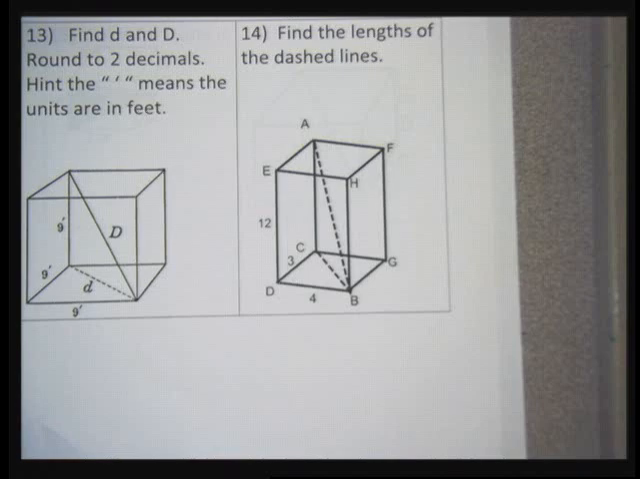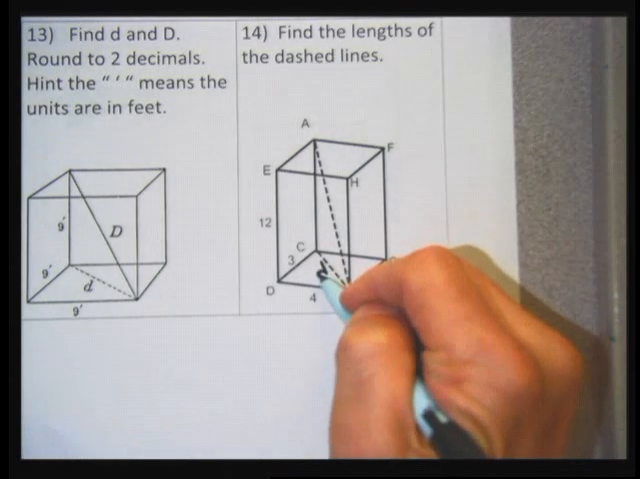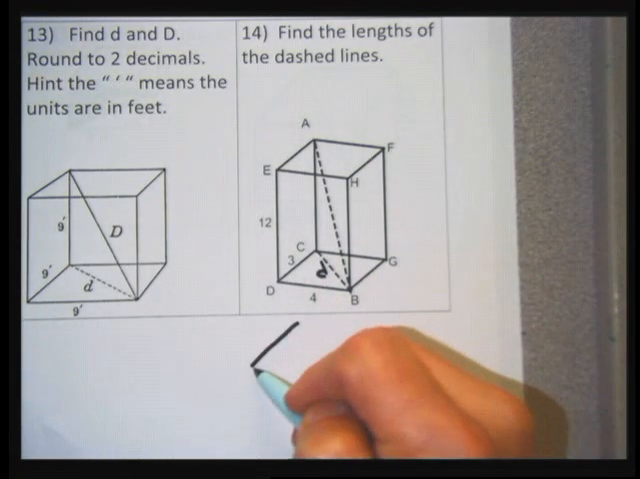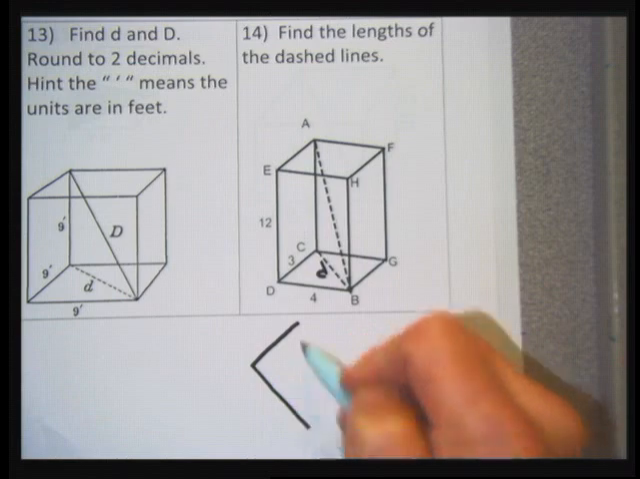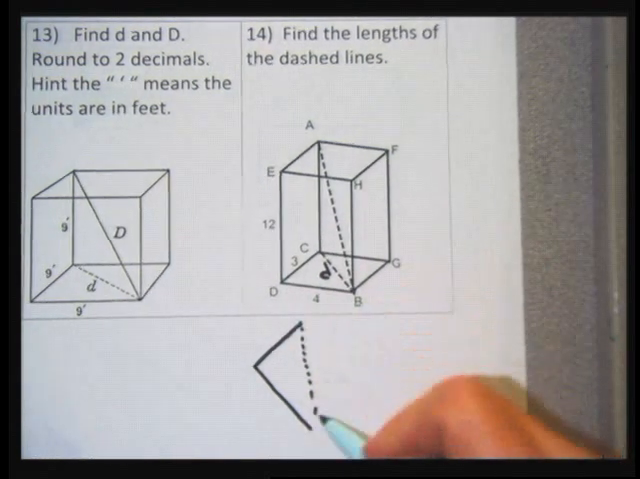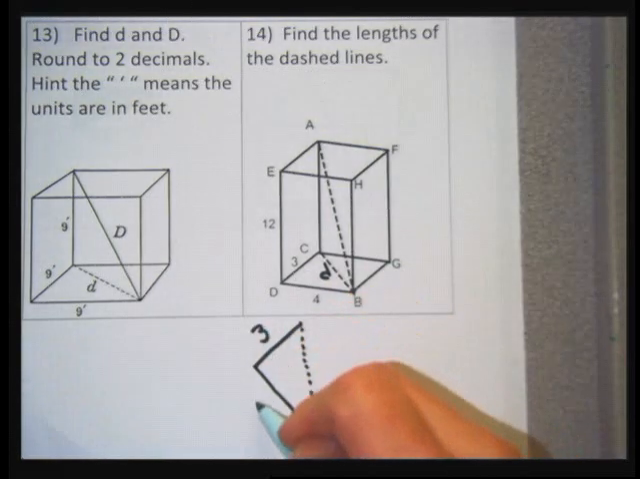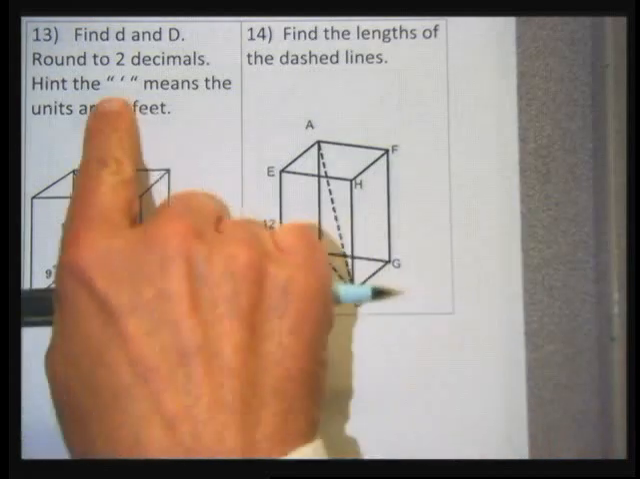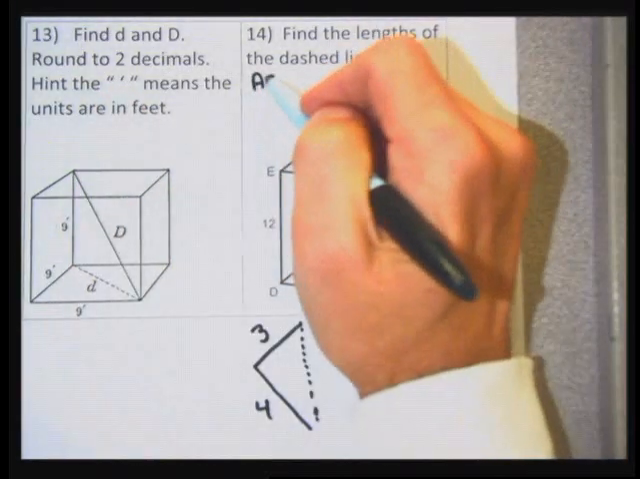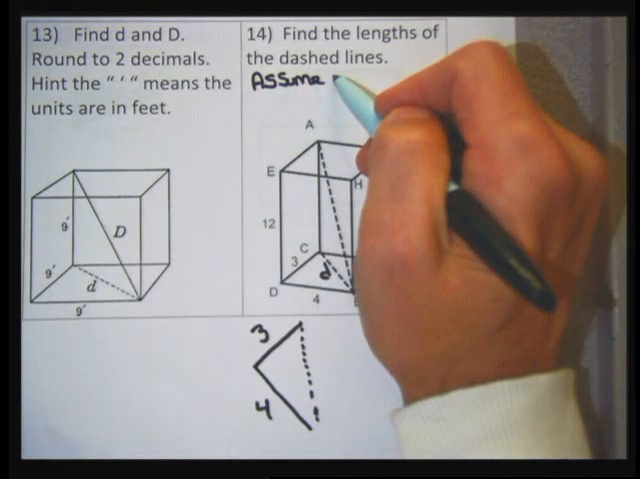So what I'm going to do is look at the bottom of this, and I'm going to make it look like yours. So what I have here on the bottom is this triangle that's supposed to have a right angle, because in a box, the bottom is assumed to be a right angle, and my sides are 3 and 4, and the units are in feet. Let me add that to mine. Assume the units are in feet to be consistent with yours.